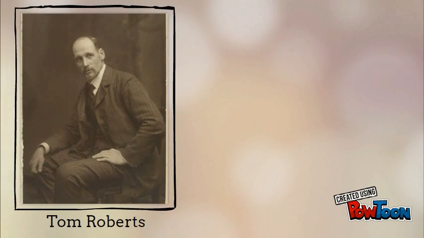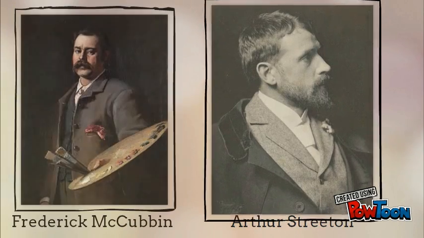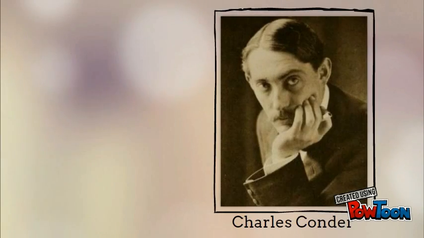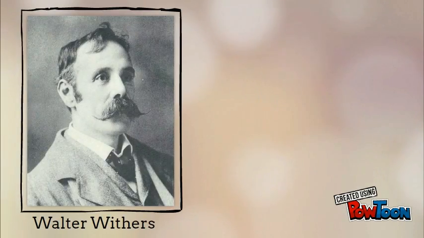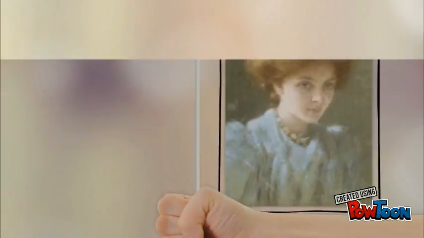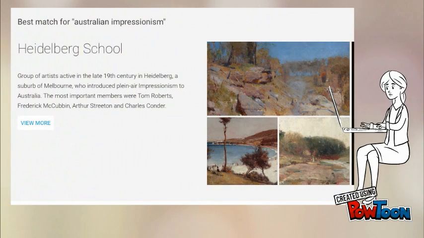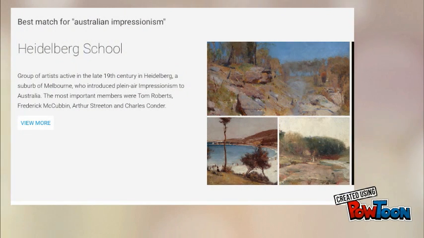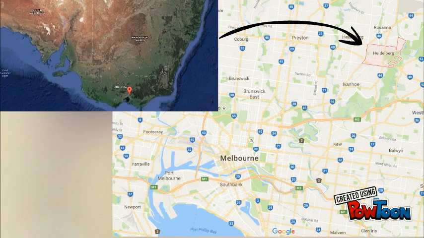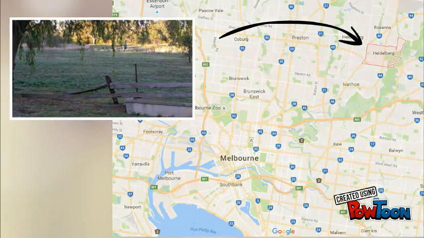The Australian group of Impressionists included Tom Roberts, Arthur Streeton, Frederick McCubbin, Charles Conder, Walter Withers and J.N. Sutherland. This group of artists are sometimes referred to as the Heidelberg School, as they sometimes painted together in the Melbourne suburb of Heidelberg, which at that time would have been mostly farmland and bush.